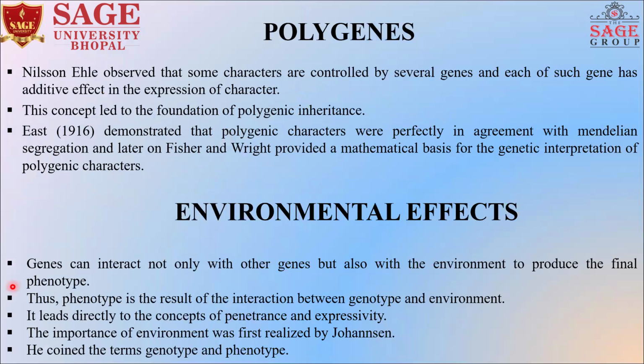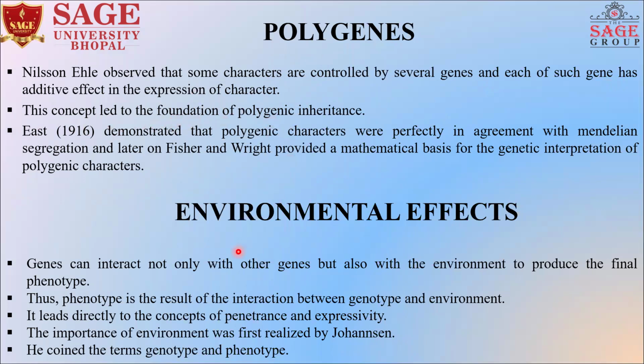Next, that is the polygenes. Nilsson-Ehle observed that some characters are controlled by several genes, and such genes have an additive effect in the expression of characters. Poly means more. This is just the opposite of the pleiotropic gene effect. In polygenes, one character is controlled by several genes. That's called polygenes, and this concept led to the foundation of polygenic inheritance.